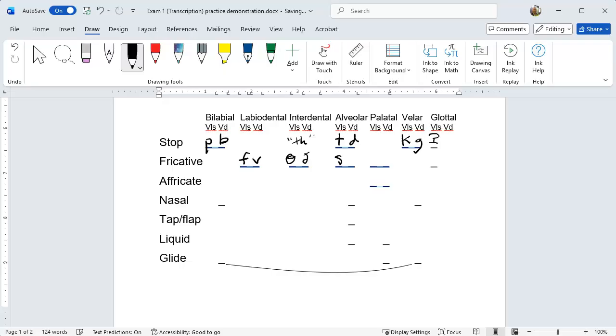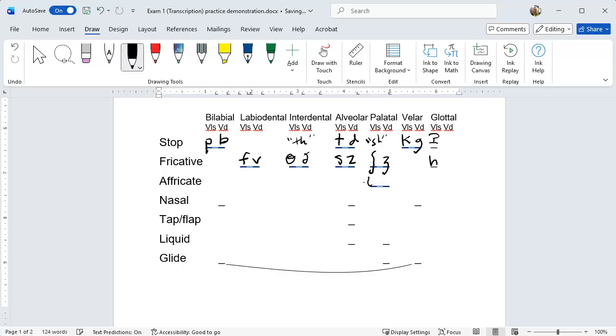We have S and Z, and then we have this kind of tall S that descends below the line, and the Z with a tail on it. The tall S is our sh sound, usually spelled SH, and the Z with the tail is the zh sound that we don't use a lot. At the end of beige is maybe the most common word I can think of. And then finally we have H, which does what you think it will.